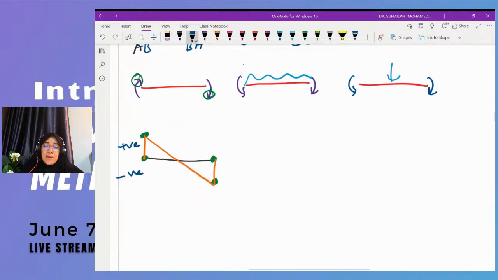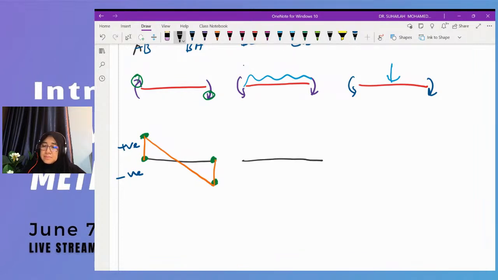Next one we have, okay, the first and the last position should be 0. The first and the last position. This means somewhere here.